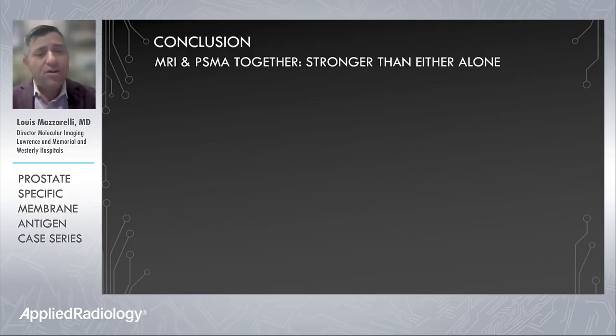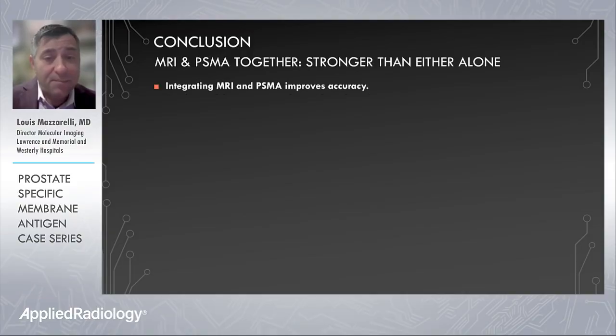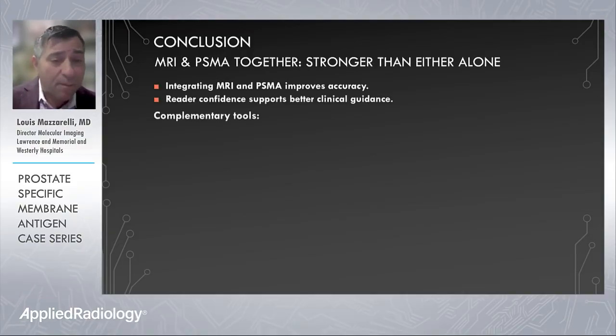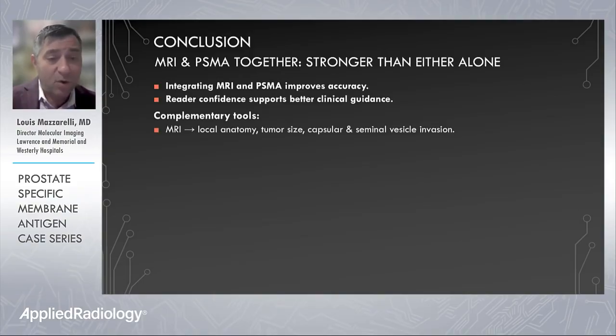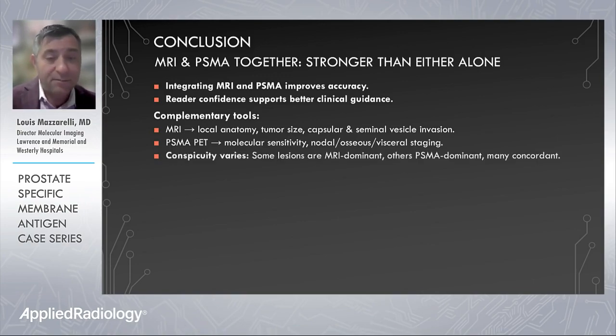So, the conclusion: MRI and PSMA together is stronger than either alone. Integration of MRI and PSMA improves accuracy. Reader confidence supports better clinical guidance. These are complementary tools. MRI is helpful for local anatomy, tumor size, capsular and seminal vesicle invasion. PSMA PET allows for molecular sensitivity, nodal, osseous, and visceral staging. Conspicuity varies. Some lesions are MRI dominant, others are PSMA predominant, and many are concordant.